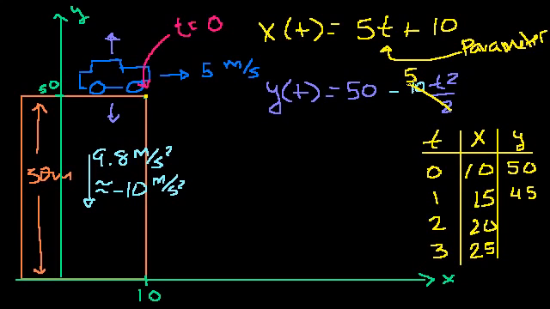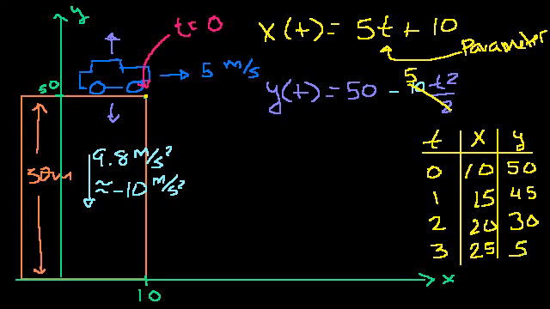And then at time is equal to 2, 2 squared is 4. 4 times 5 is 20. 50 minus 20 is 30. And then finally, at time is equal to 3. And I just say finally because that's the last number we picked. Time is equal to 3, 3 squared is 9. 9 times 5 is 45. 50 minus 45 is 5.